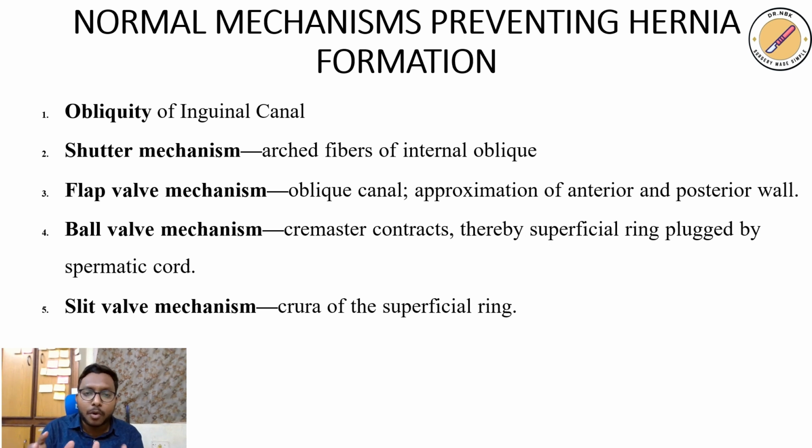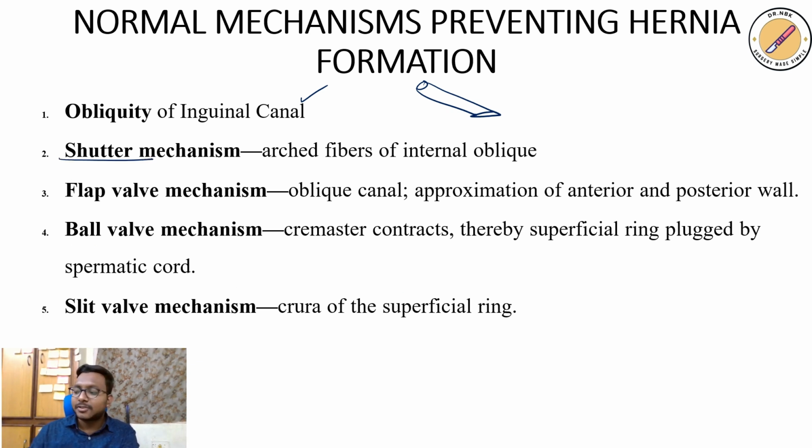If we have understood the boundaries of the inguinal canal, we can easily understand the mechanisms preventing hernia formation. The first one is, as you know, the inguinal canal is not a straight canal. It is an oblique canal. The obliquity of the inguinal canal is the first and most important factor preventing hernia formation. The second one is the shutter mechanism.